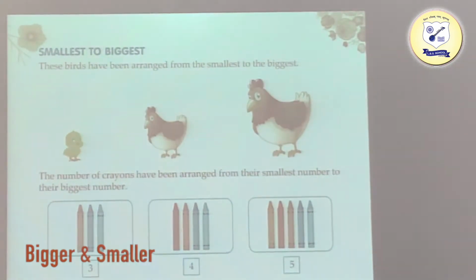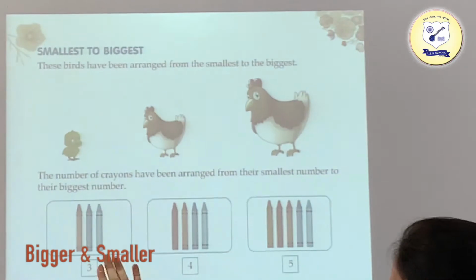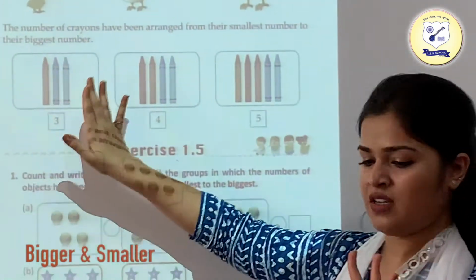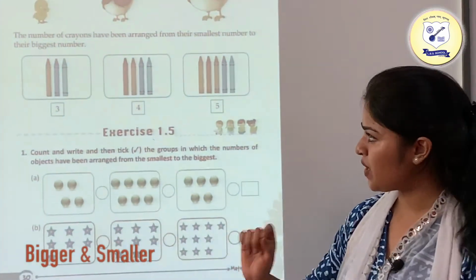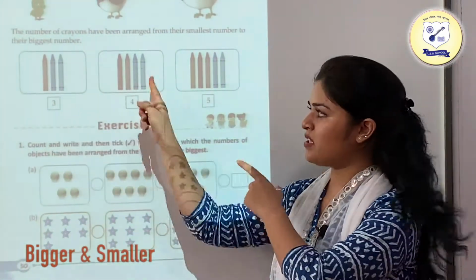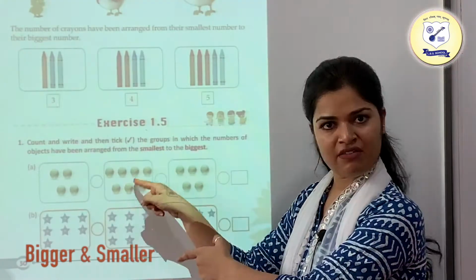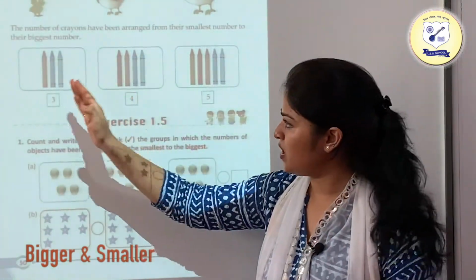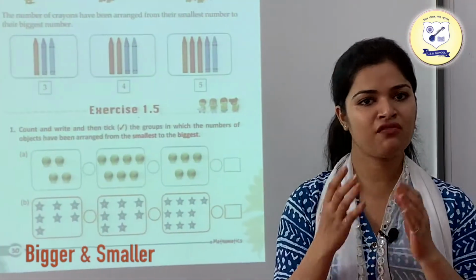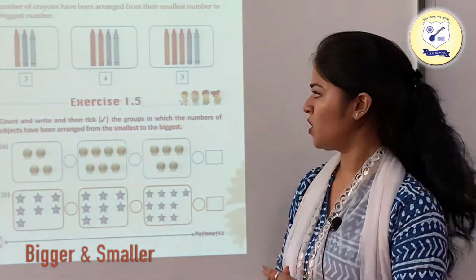Okay. Now on the basis of the number of the objects, you can see that here we are having 3 crayons and here we are having 4 crayons. Here you are having 5 crayons. As you can see that 3 is the smallest among these 3 numbers. After that we are having 4 and at last we are having 5, which is your largest one. So these pictures are being arranged in a form of smallest to biggest. Okay.